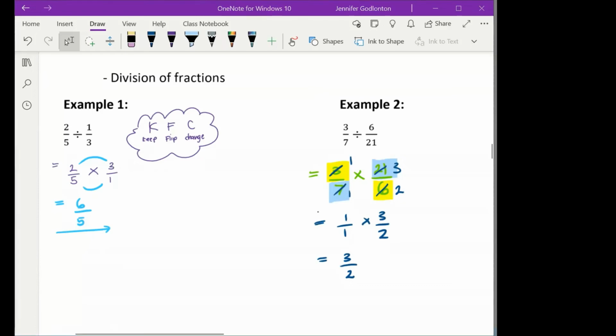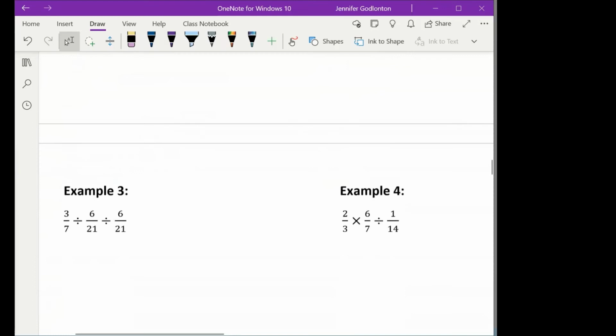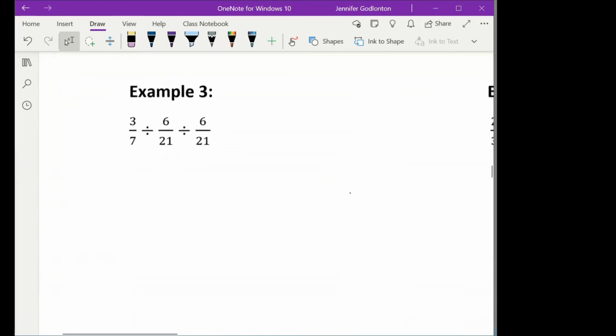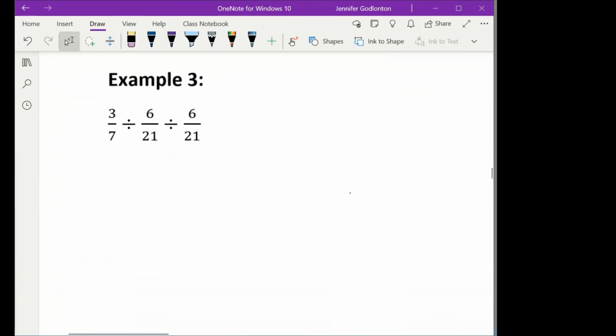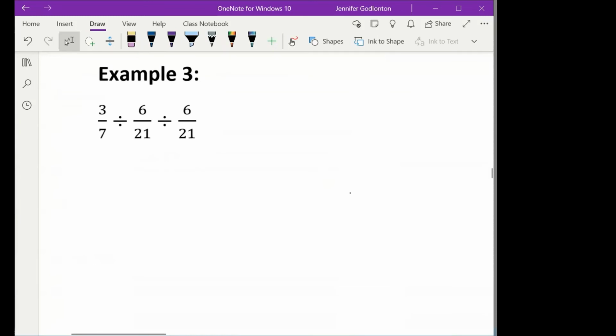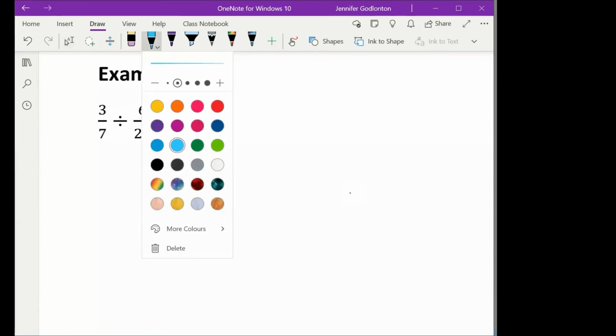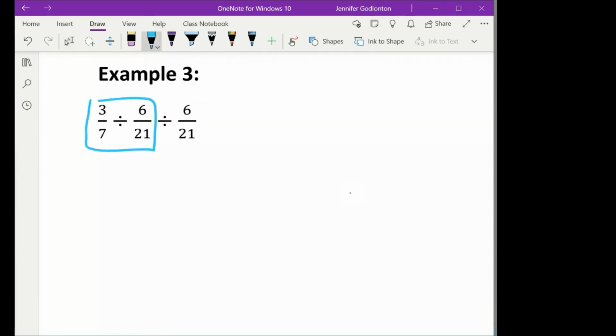All right, let's do one more of these and then we'll try and sneak in our puzzle, and then we will do some mixed fractions. The only difference with this is I've now got 2 division signs, but we still do the same thing. I don't want you to panic when you see a question like this. Look at the first 2 fractions and we're going to do our KFC from there. We're going to keep our first fraction, flip the second fraction and change the sign.